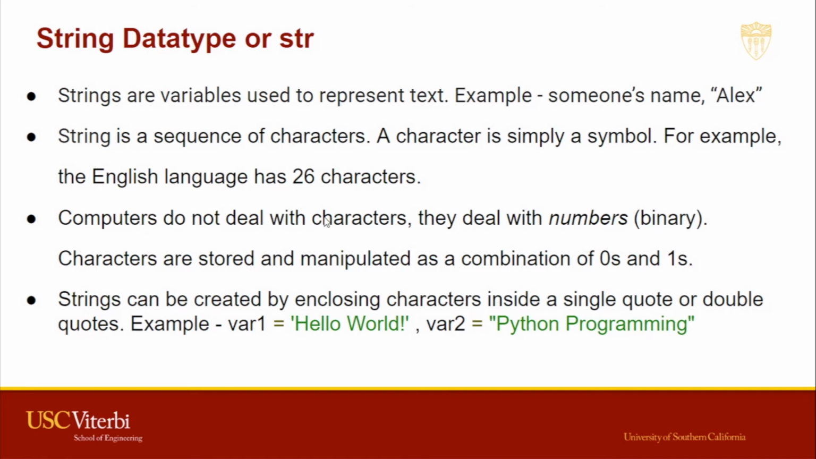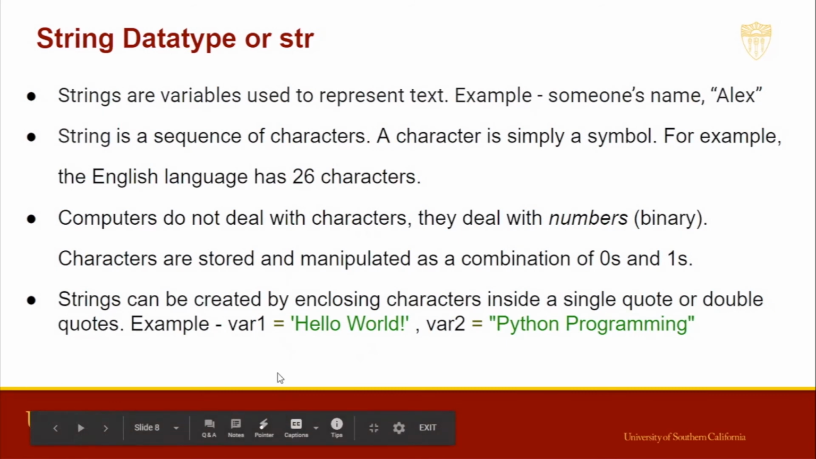Computers do not deal with characters, they only know the numbers, zeros and ones. So characters can be stored inside the computer in the form of binary digits 0 and 1. Now strings can be created by enclosing the characters inside a single quote or a double quote. So single quotes and double quotes are equivalent in Python, but this may not be the same for other languages.